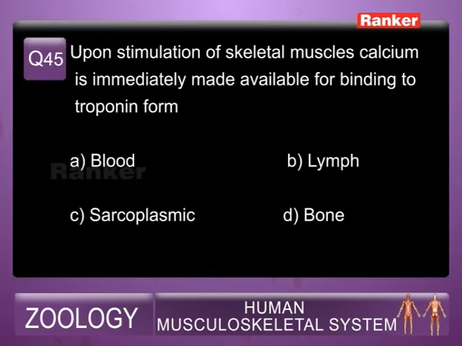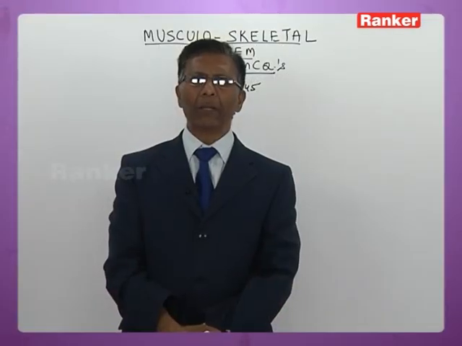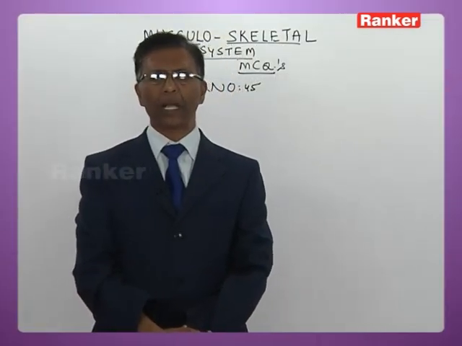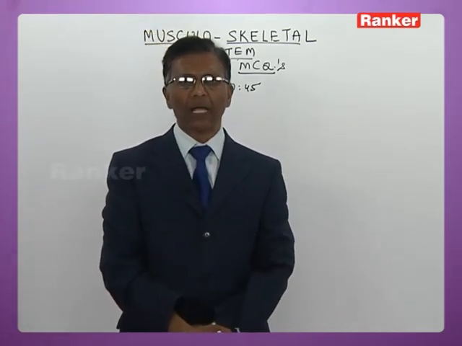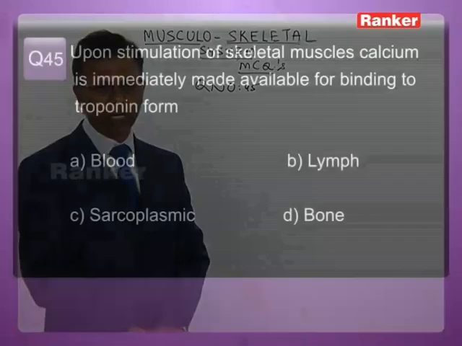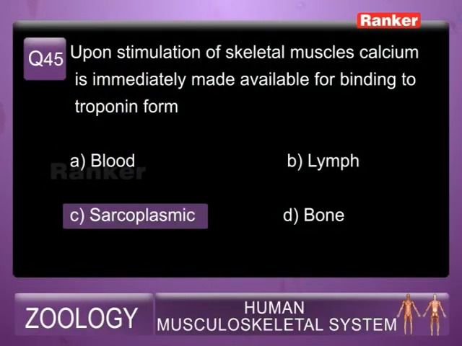45 is here. Upon stimulation of skeletal muscle, calcium is immediately made available for binding to the troponin from A, blood, B, lymph, C, sarcoplasm, D, bone. Calcium in the muscle is always stored in the sarcoplasmic reticulum. So upon stimulation, from the sarcoplasmic reticulum there will be diffusion of calcium ions to bind with troponin. So the answer is C, sarcoplasm, sarcoplasmic reticulum.